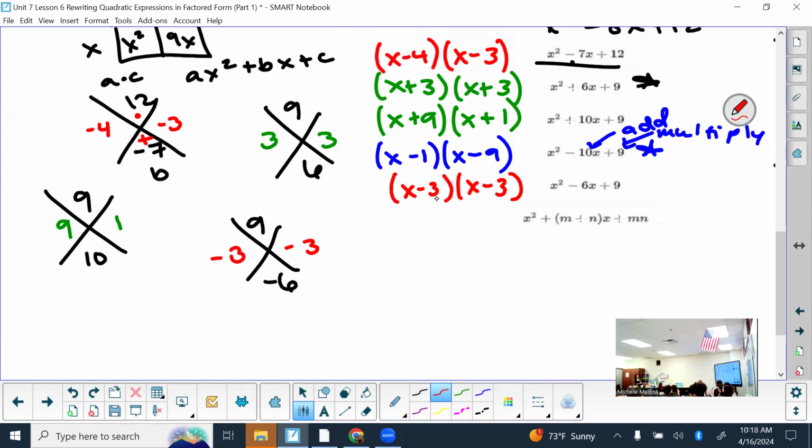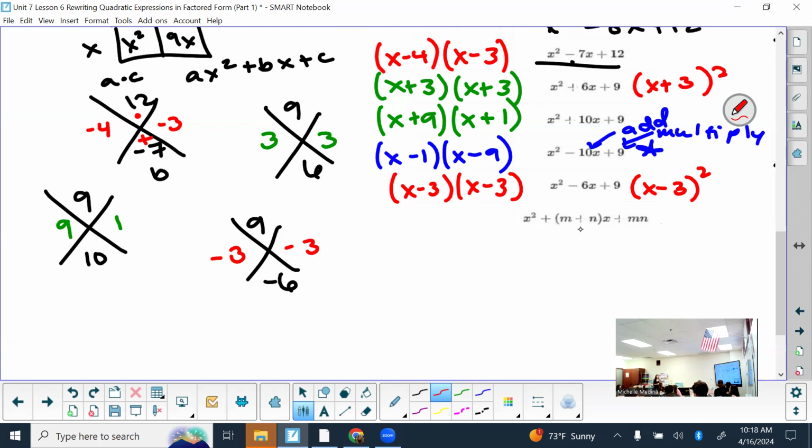Know that since these are the exact same parentheses, you could also write it like this, (x - 3) squared. Same thing for the other one, that was exactly the same. This one, you could write it as (x + 3) squared.